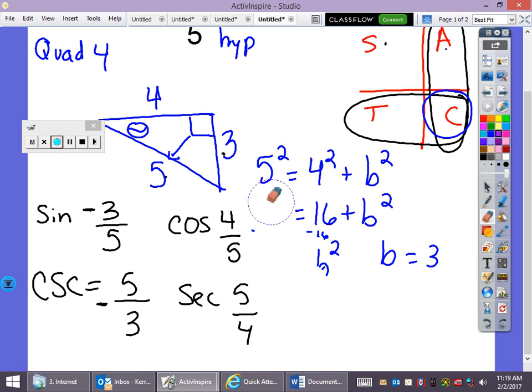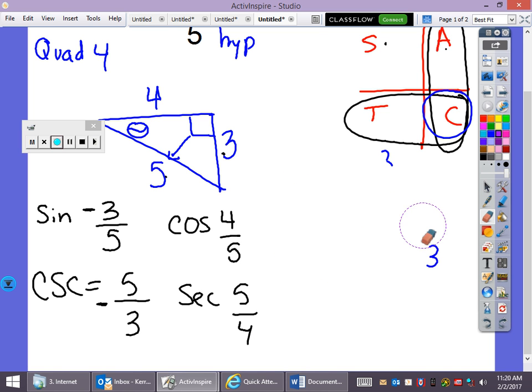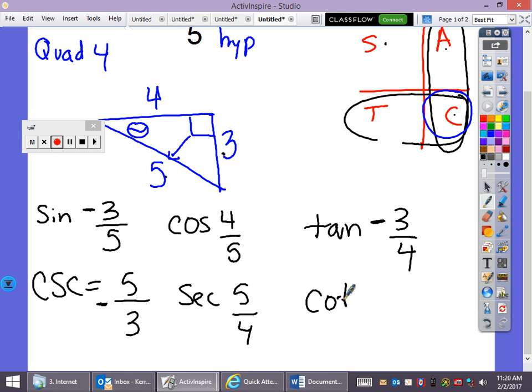Let me erase and make some room. And then that leaves me with tangent, which is opposite over adjacent, so 3 over 4. It is negative because the only one that's positive in quadrant 4 is cosine. And then we have cotangent, which is negative 4 over 3.